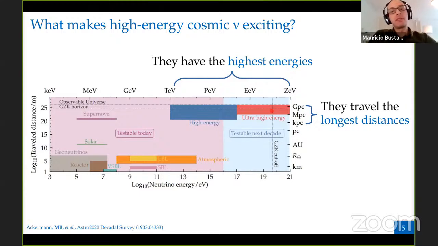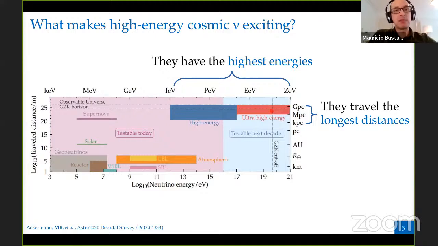And for fundamental physics, what it means is that along this very long distance travel, even tiny new physics effects can accumulate and become observable by the time that the neutrinos reach Earth. So they allow us to test fundamental physics, even if individually the effects are very small. But not only that, that's from the theory point of view, that's what makes them interesting.